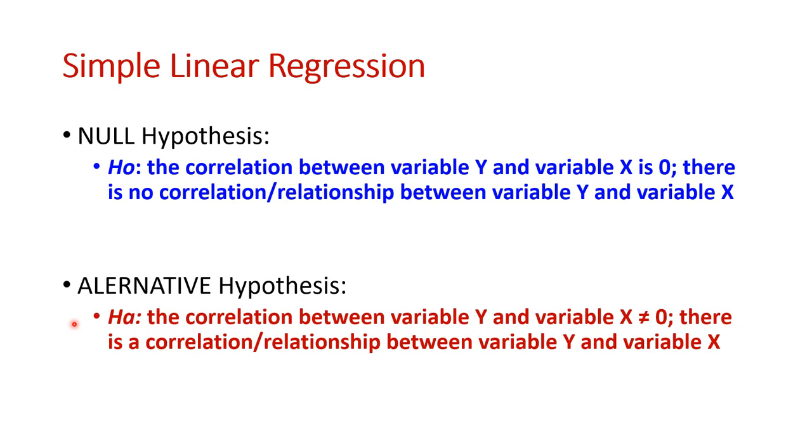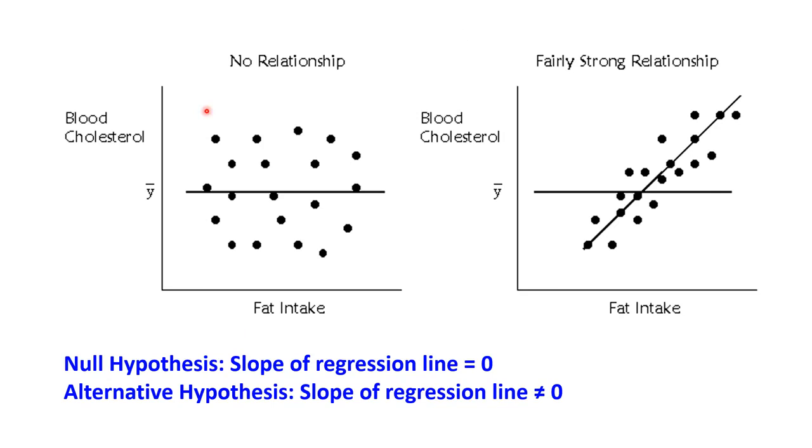Okay? So what does this look like? So this is the null hypothesis, right? So here we have blood cholesterol and fat intake. So fat intake would be our independent, blood cholesterol would be our dependent, x and y. The null hypothesis assumes that the slope of this line, a line of best fit through our data, has a slope of 0, or that the slope does not significantly differ from 0. Okay? So that's the null hypothesis. The alternative hypothesis is that the slope of that line is not equal to 0.